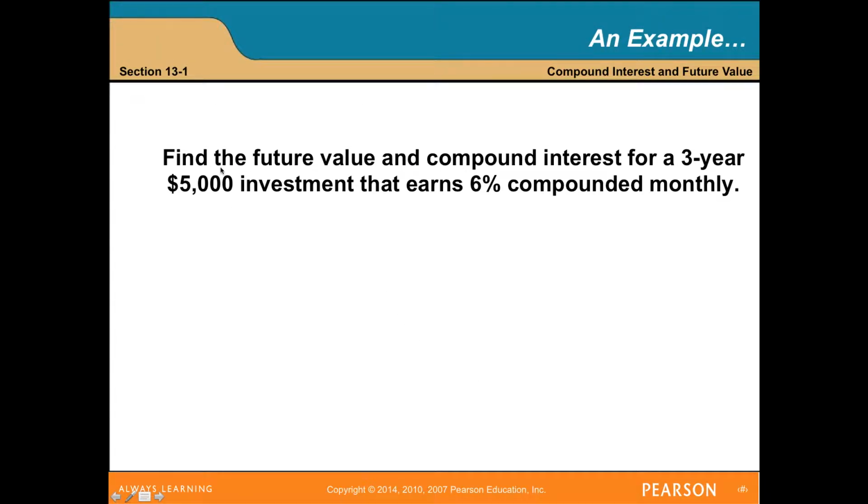Here's an example. Find the future value and compound interest for a 3-year, $5,000 investment that earns 6% compounded monthly. Since it compounds monthly, you have to split the 3 years into monthly periods. There are 12 months in a year, and 12 times 3 is 36. Knowing that, we can plug into the formula: FV equals P times (1 plus r) to the power of n. Remember, this is very similar to just raising 1 plus the rate to the number of periods.